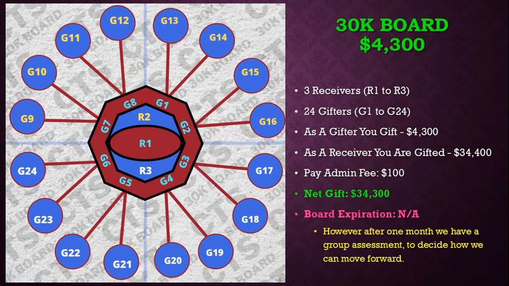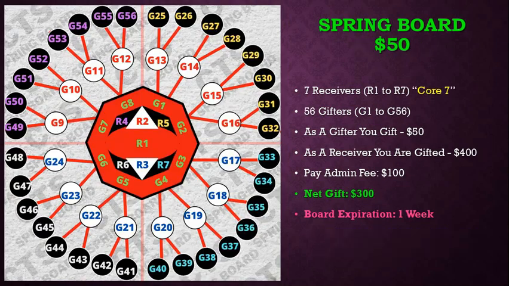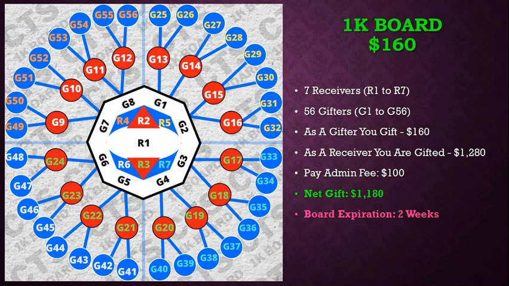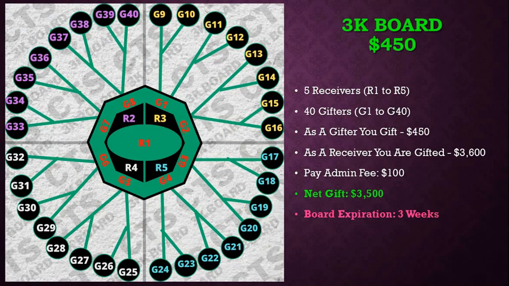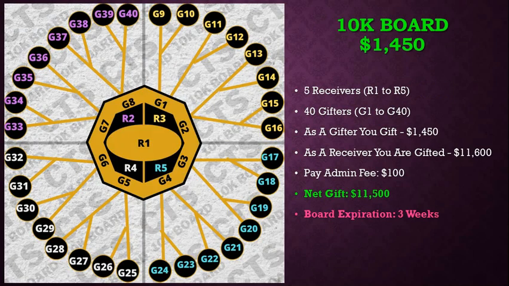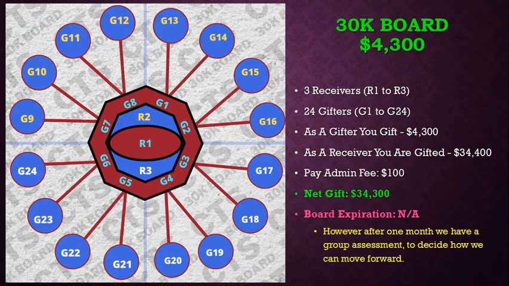We'll reach that part in a bit. So from these 5 boards, starting with the springboard, we just recap quickly the springboard, which is a $50 gift, and then there's the 1K board, the 3K board, 10K board, and finally the 30K board. That's the 5 boards that we have in our organization, which are standalone. You could enter any board at any time you choose to, or you could enter from the lowest and upgrade to the highest if you choose to, or you could stay on one level.